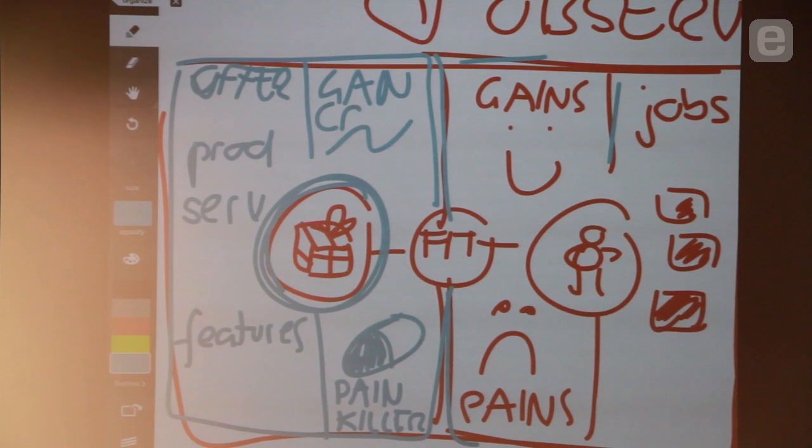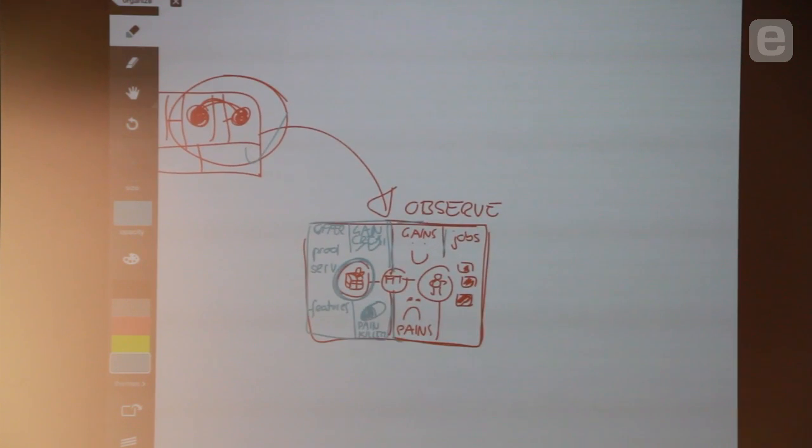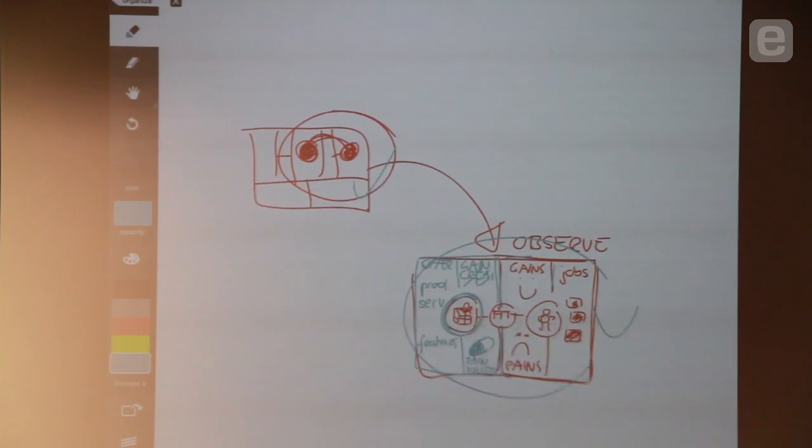Now this is just another canvas to zoom in on one part of the business model. Most importantly, you need to get both right. It's not just this, it's both together.